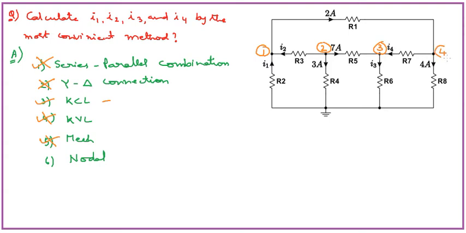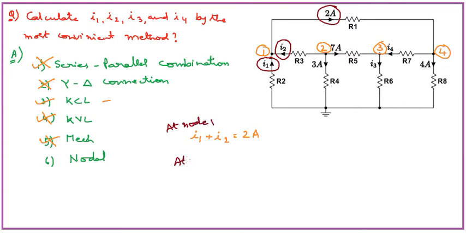Please apply Kirchhoff's current law everywhere. Let us go ahead with node 1. What is Kirchhoff's current law at node 1? The entering currents are I1 and I2. The leaving current is 2 ampere, which is passing through R1. So I1 entering plus I2 entering minus 2 ampere equal to 0. That will be I1 plus I2 equal to 2. This is at node 1.